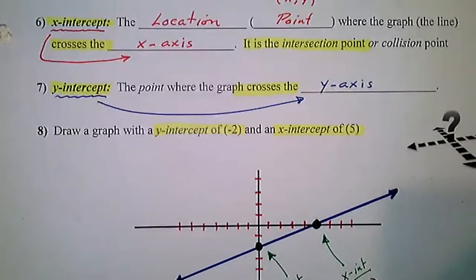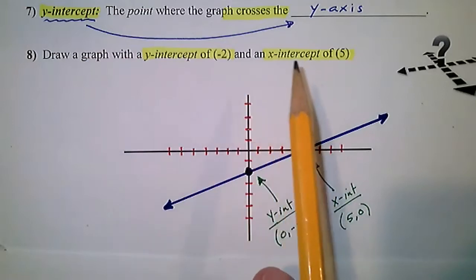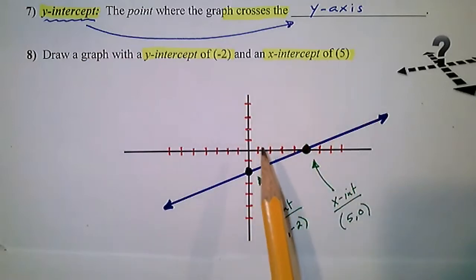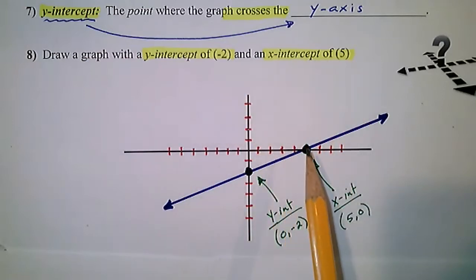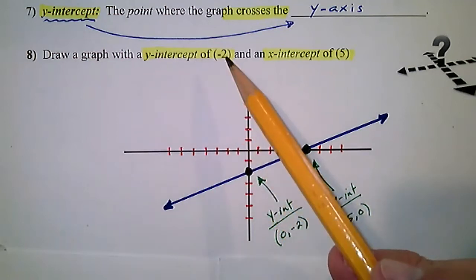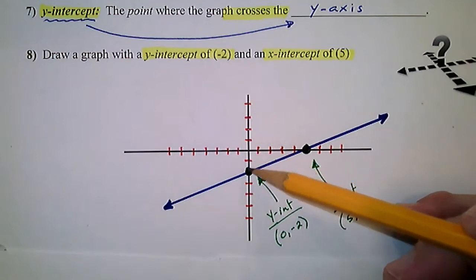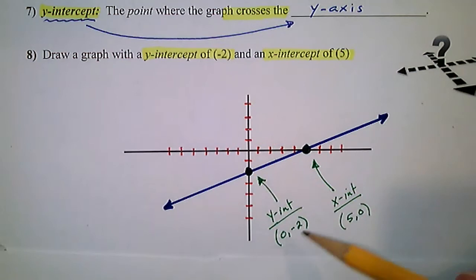You're going to need to draw in some little unit marks on your graph. And so the x-intercept is at 5. So 1, 2, 3, 4, 5. That's your x-intercept. So go ahead and label that x-intercept 5, 0. And then your y-intercept is at -2. And that's down 2 right there. And that's your y-intercept at 0, -2.